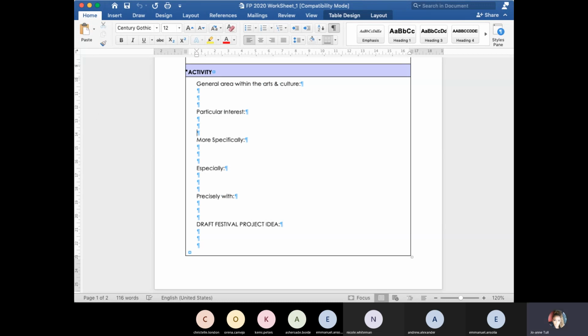Nicole, what do you have? Okay, I didn't write anything in for the festival project ideas yet, but my general area is performing arts, particular interest dance, more specific dance fitness and conditioning, especially strengthening and flexibility through Horton technique and Caribbean dance, precisely with athletes.